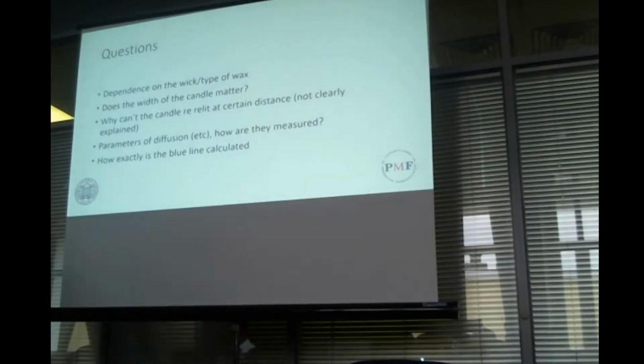Connected to that, what exactly is the blue line? How exactly is the blue line calculated? That's the cutoff height. How exactly was it calculated? What is the physical motivation for the calculation? I would like to probably start with this question: why can't the candle be relighted at some particular height?